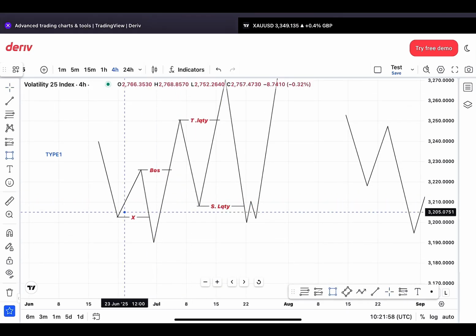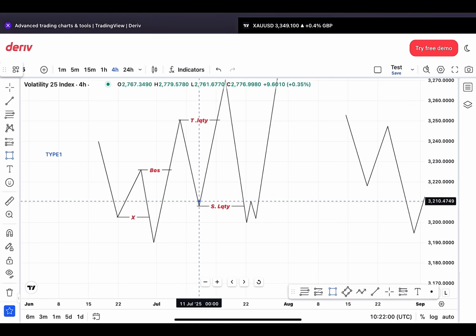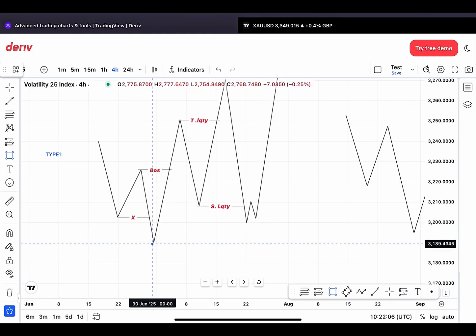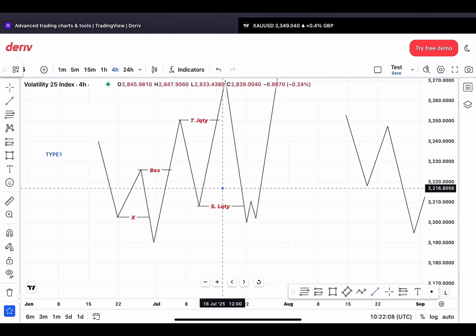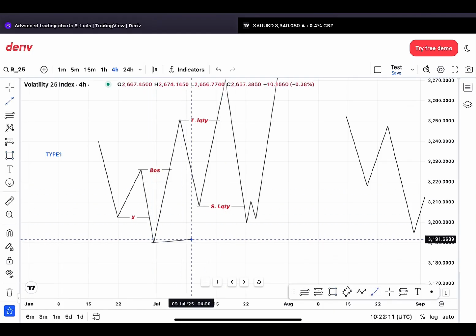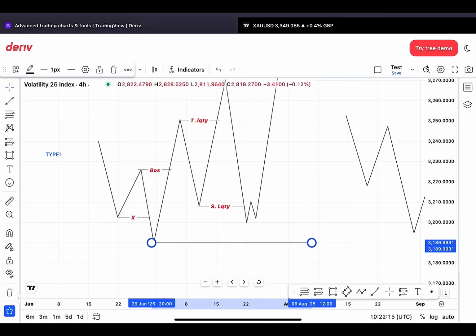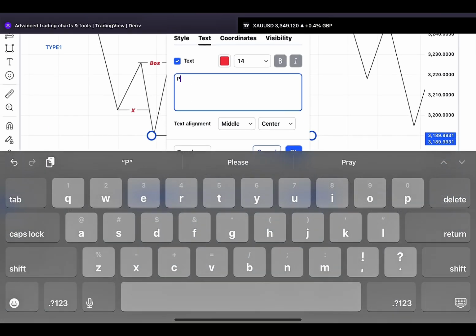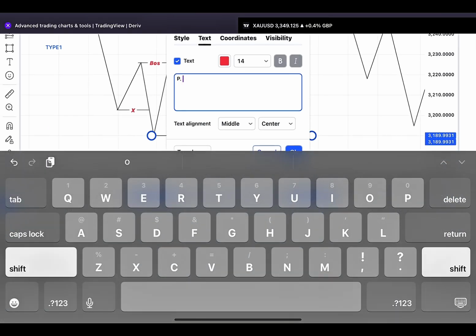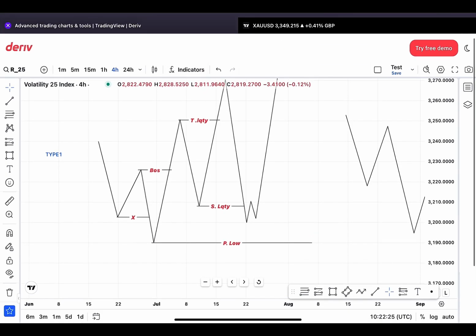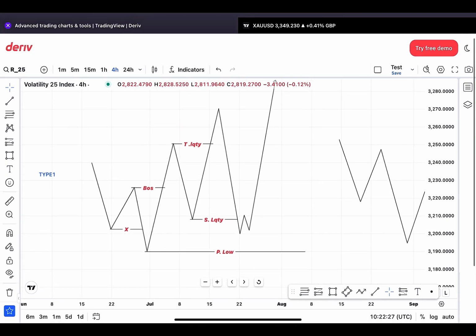So in this scenario, there's a demand area here, there's a demand area here. So this is a failed demand area, which makes this low a protected low. A word, protected low. I always call my protected low P low.